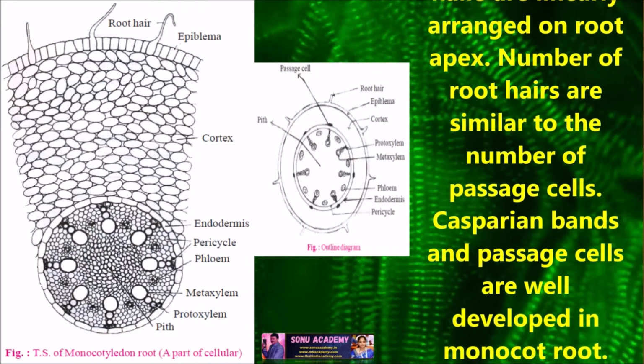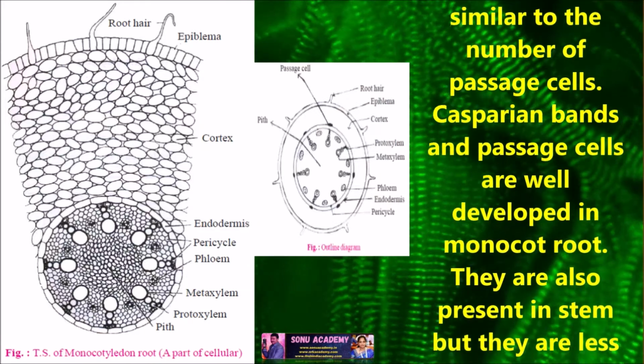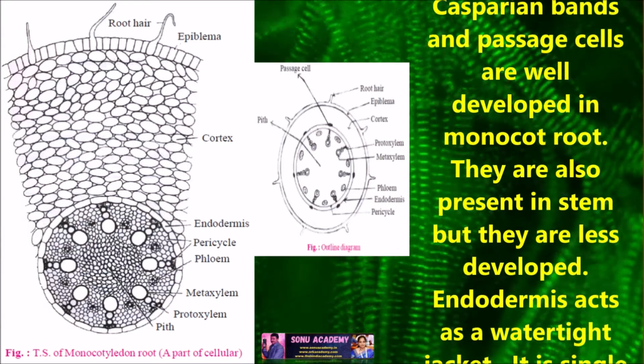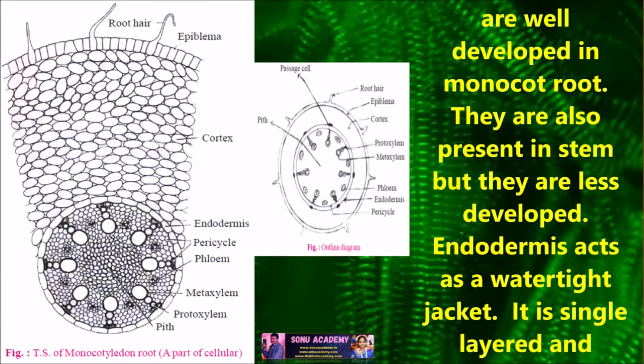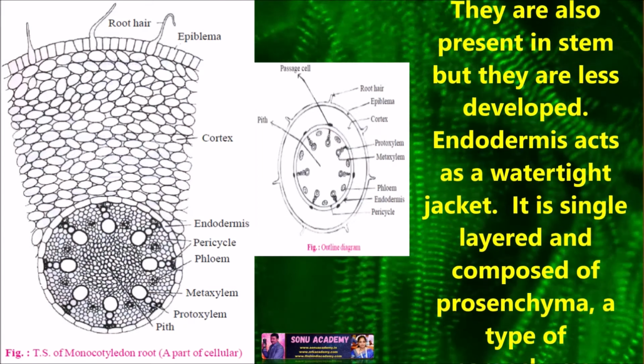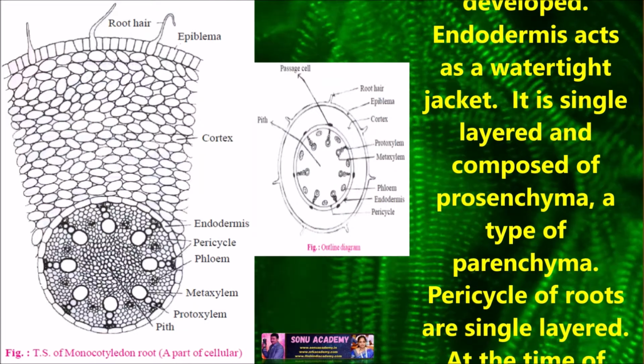Linearly arranged on the root apex, the number of root hairs is similar to the number of passage cells. Casparian bands and passage cells are well developed in monocot roots. These are also present in the stem, but less developed. The endodermis acts as a watertight jacket.